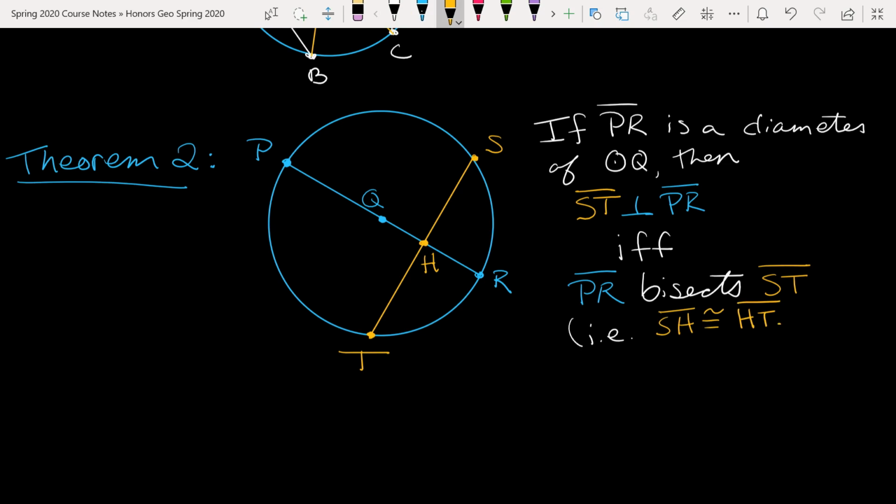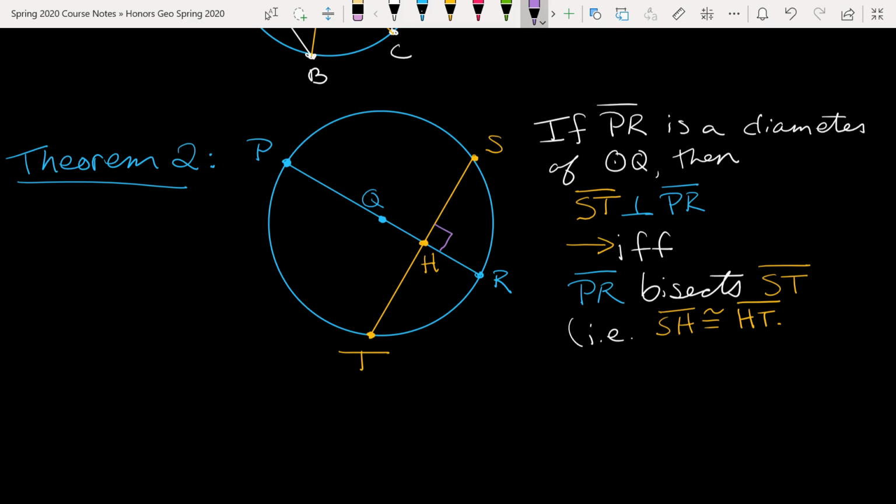this theorem then tells us, with that diameter, if the diameter and the chord are perpendicular, then the diameter bisects the chord. But also, because of this if and only if, we can say it in the other direction as well. If we happen to know that the diameter bisects the chord, we also know that the chord and the diameter must be perpendicular. Well, let's prove this in one direction.